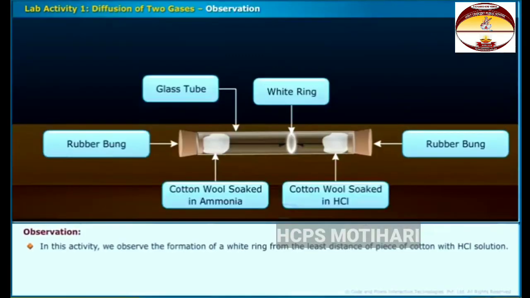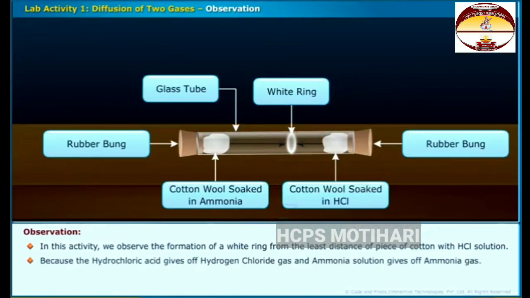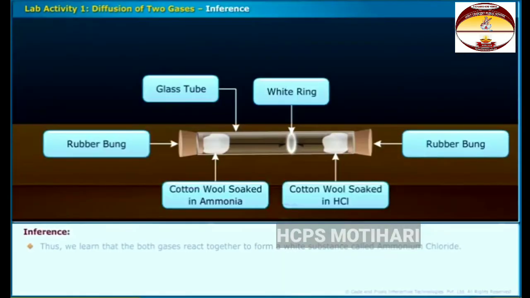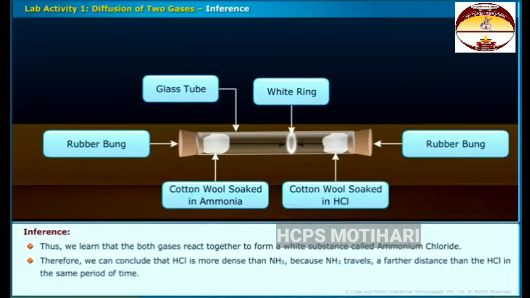In this activity, we observe the formation of a white ring at the least distance from the piece of cotton with HCl solution. Because the hydrochloric acid gives off hydrogen chloride gas and ammonia solution gives off ammonia gas. Thus, we learned that both gases react together to form a white substance called ammonium chloride. Therefore, we can conclude that HCl is more dense than NH3 because NH3 travels a farther distance than the HCl in the same period of time.